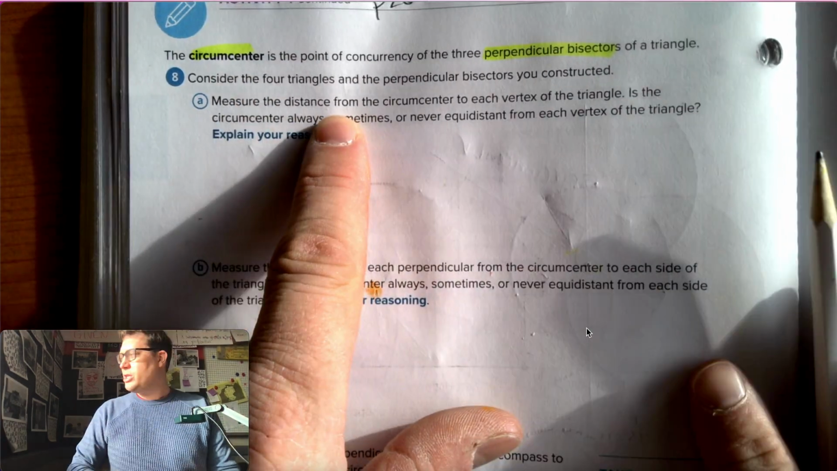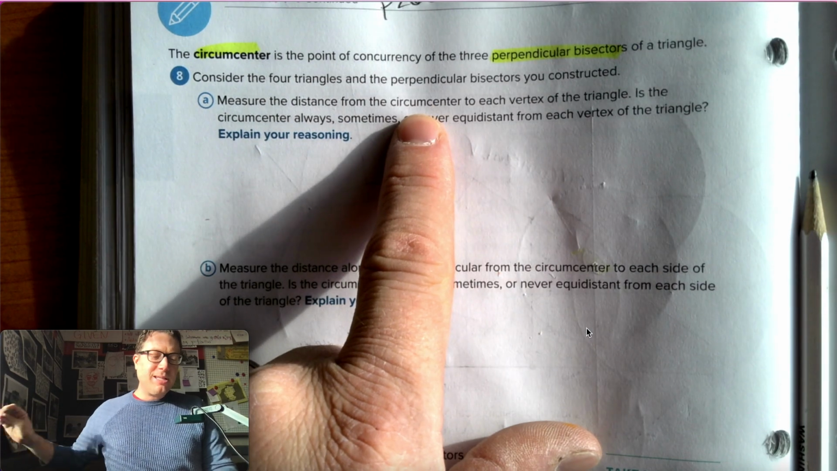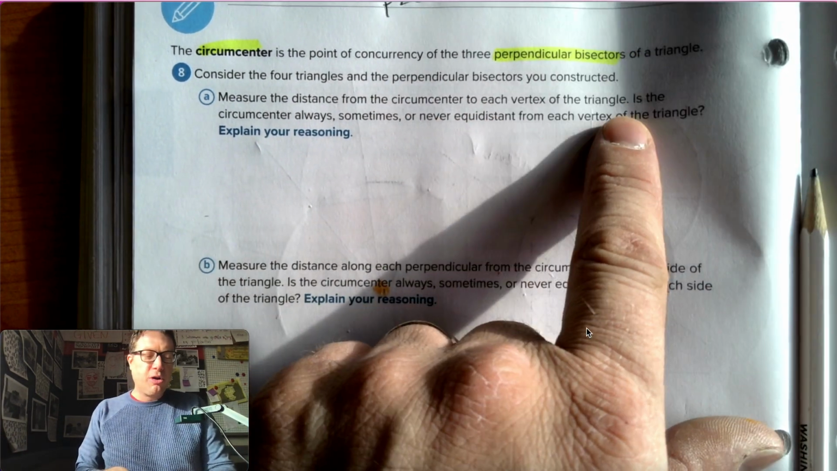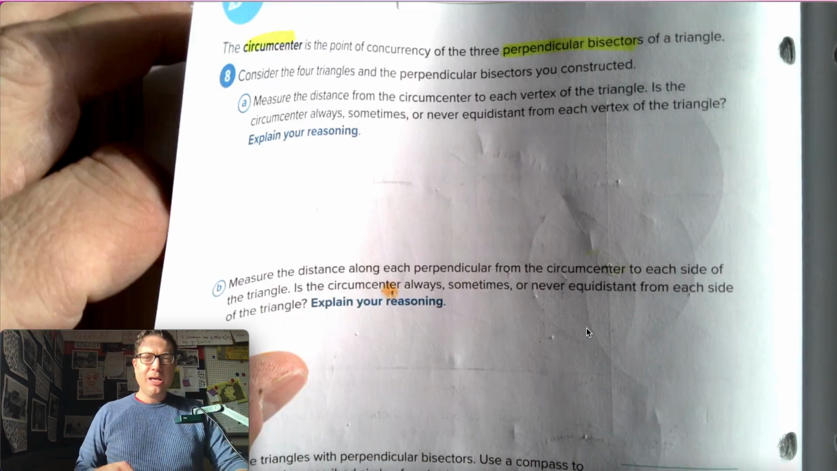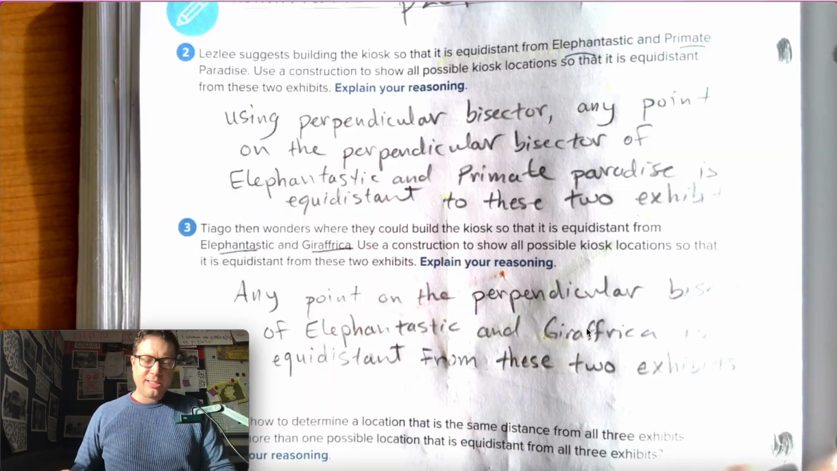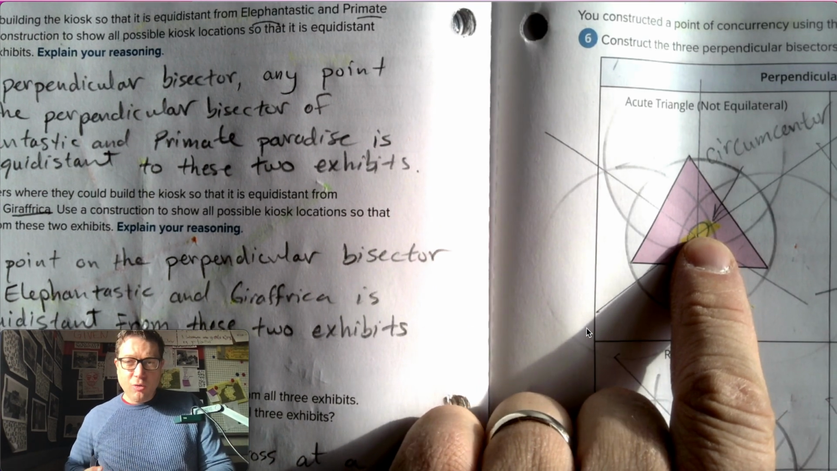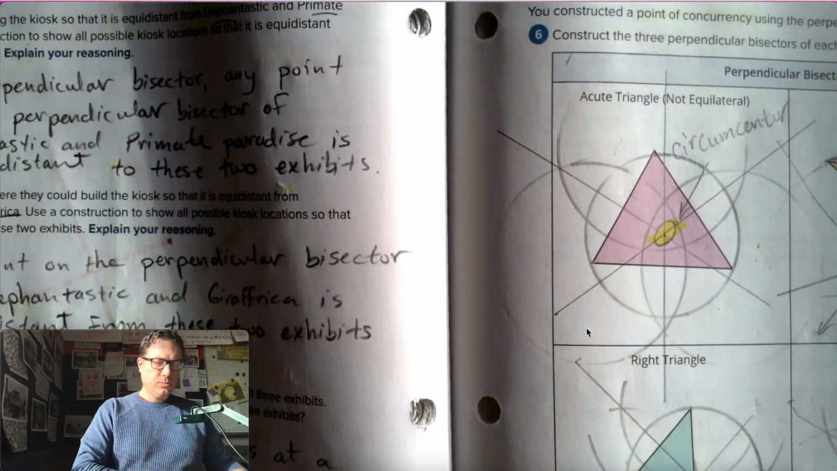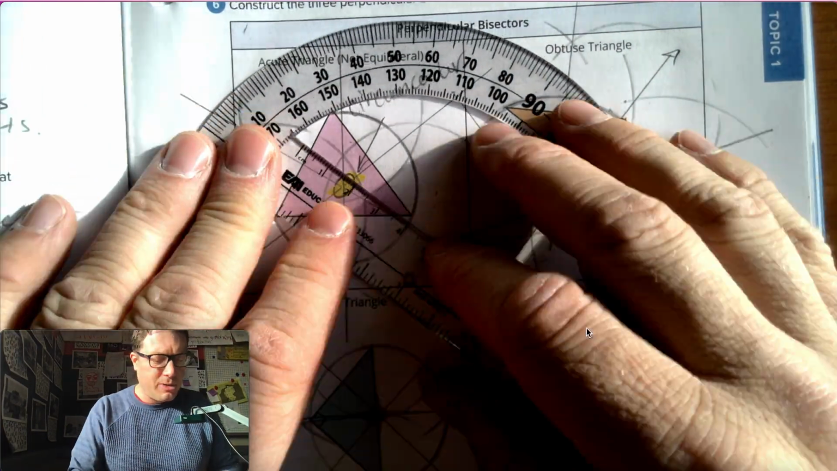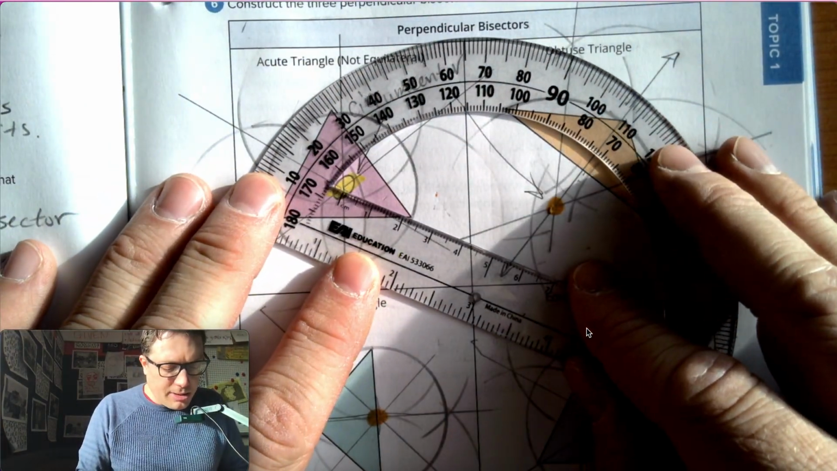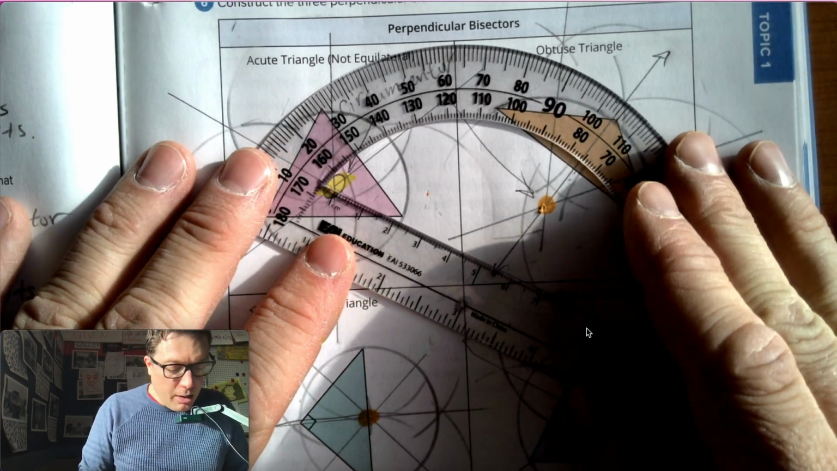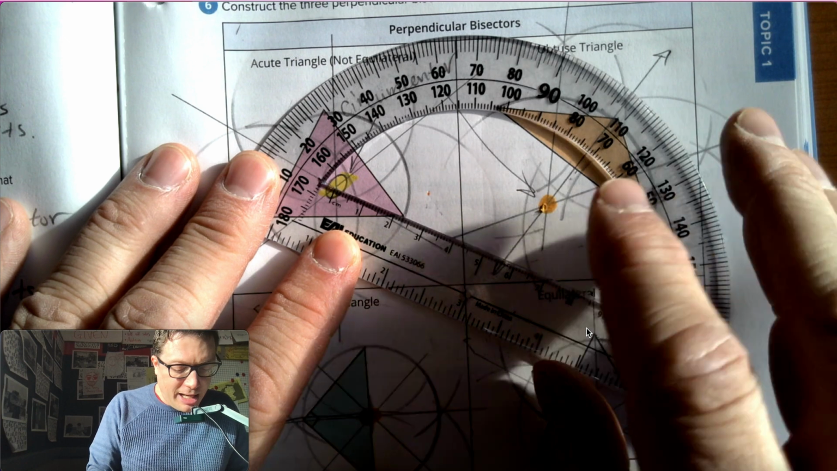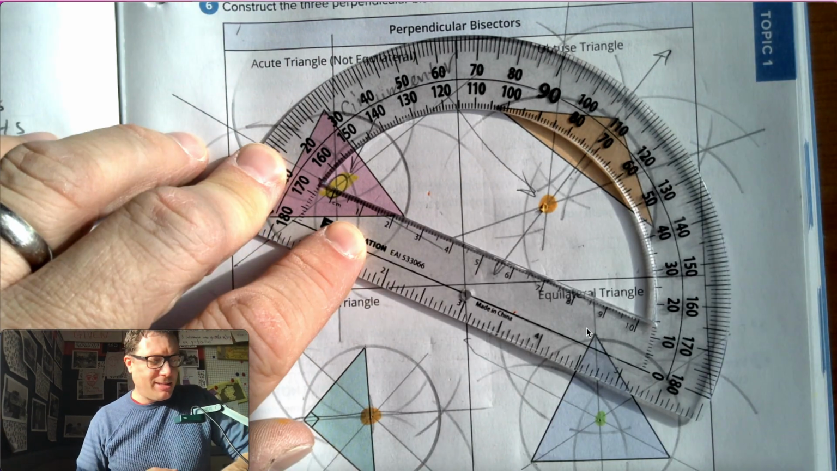So when it says measure the distance from the circumcenter to each vertex of the triangle, is the circumcenter always, sometimes, or never equidistant from each vertex? If you created it correctly, all right, so that's what I have right here, I have the actual thing. I'm going to measure in centimeters. So for the acute but not equilateral triangle, measuring from the circumcenter to the edge, it's 2.3 centimeters.